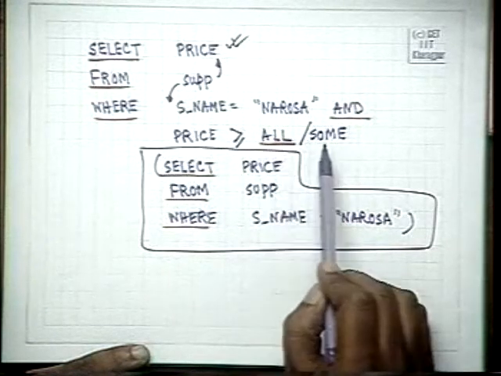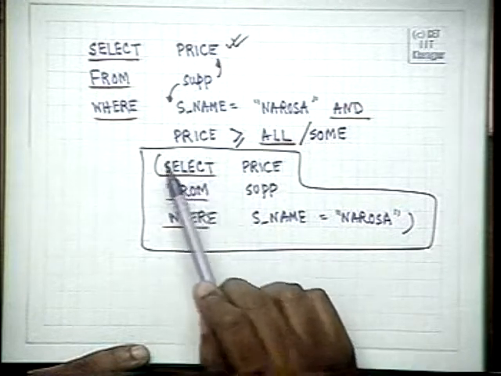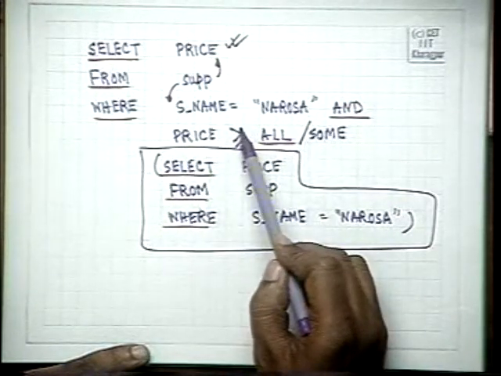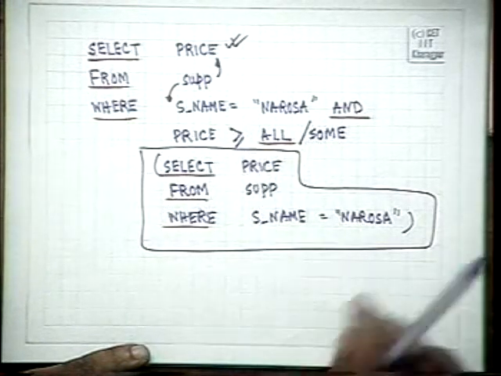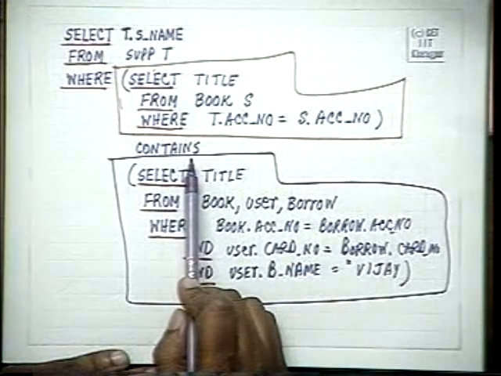Other than all, we can also have some, which will give you whether there exists. And this relation can be greater than or equal to, less than or equal to, not equal to, greater than or less than. And finally, we saw two other operations. One is the subset relation, which had the contains operation.